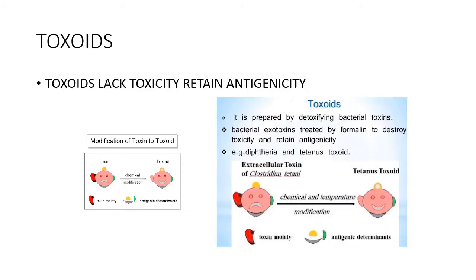So just a few words about toxoids. What are toxoids? Toxoids lack toxicity, but they retain the antigenicity. How are they prepared? They are prepared by detoxifying the bacterial toxins. The bacterial exotoxins are treated with formalin to destroy the toxicity and retain the antigenicity.